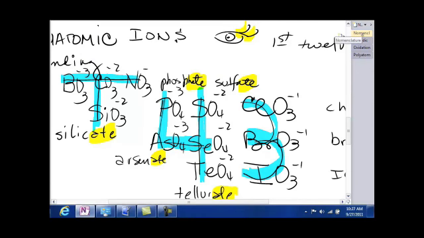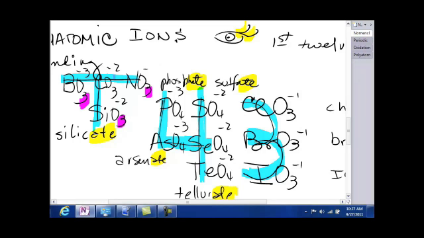Where I had my T, I'm going to put 3 oxygens. So in my boron, carbon, nitrogen, silicon, I put 3 oxygens. It's 3 oxygens, 3 oxygens. That's a 3. That's a 3. So the T stands for the 3.